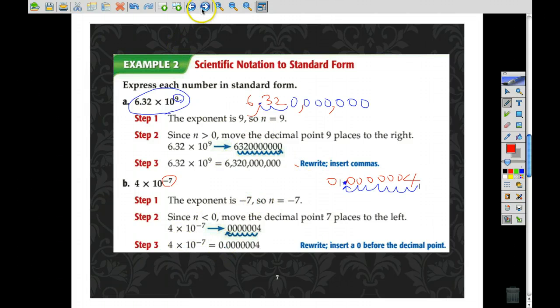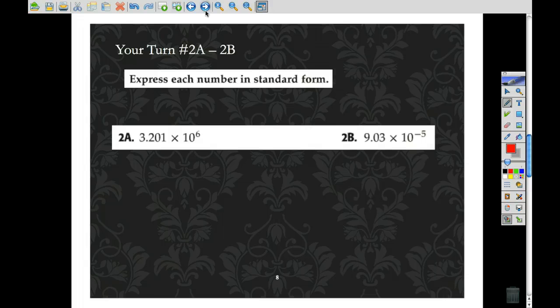So next will be your practice. Go ahead and do 2A and 2B on a separate sheet of paper. Come back when you're done.